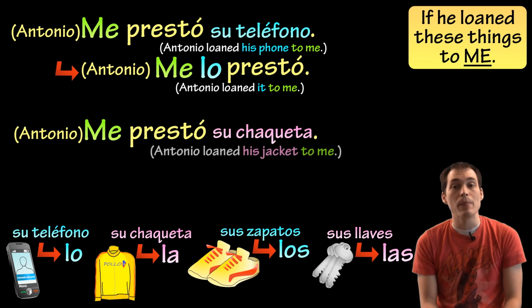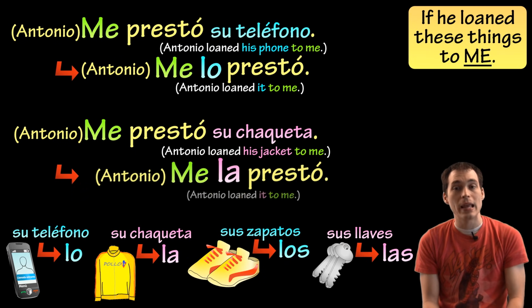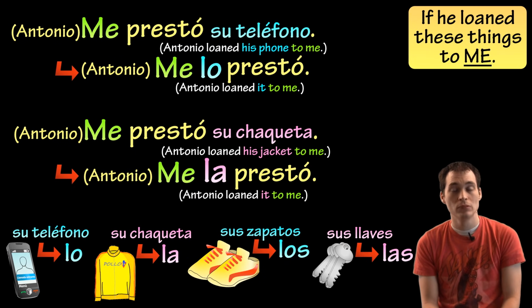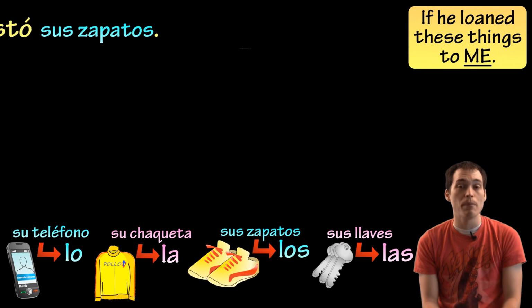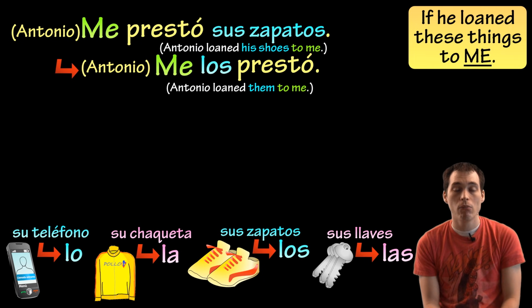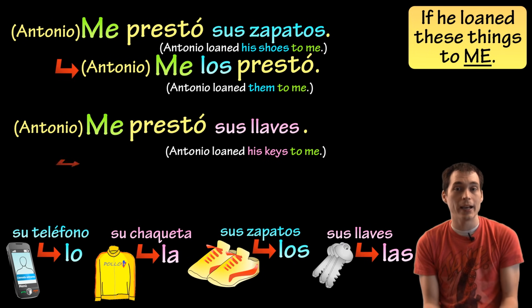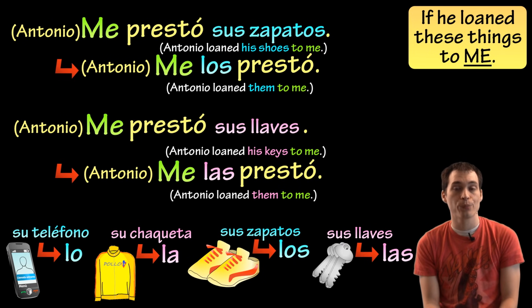If he loaned me his jacket, me prestó su chaqueta. If I want to say he loaned me it, me la prestó. If he loaned me his shoes, me prestó sus zapatos. If he loaned me them, me los prestó. If he loaned me his keys, me prestó sus llaves. But if we know we're talking about keys already, I could just say, me las prestó.